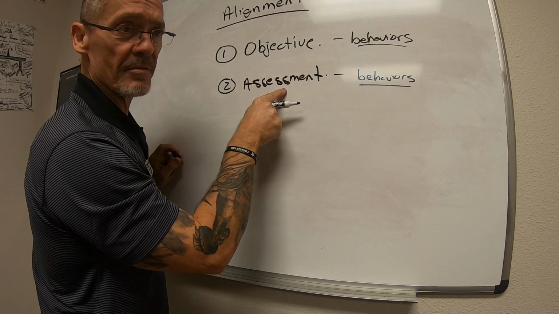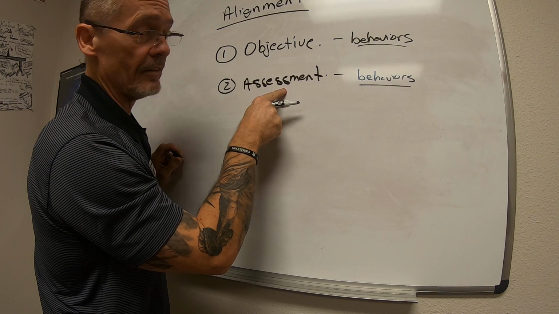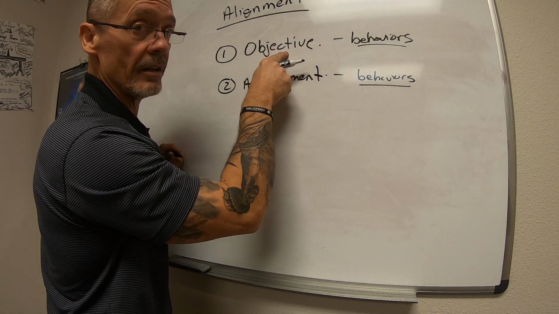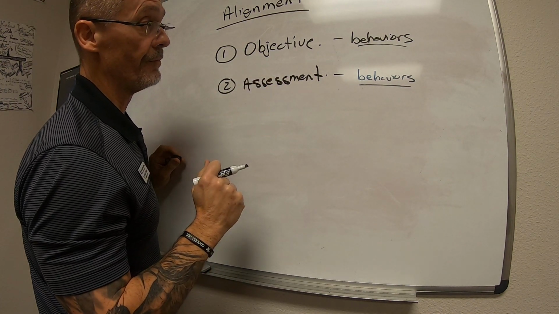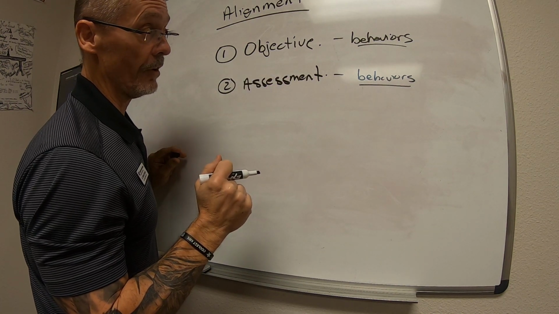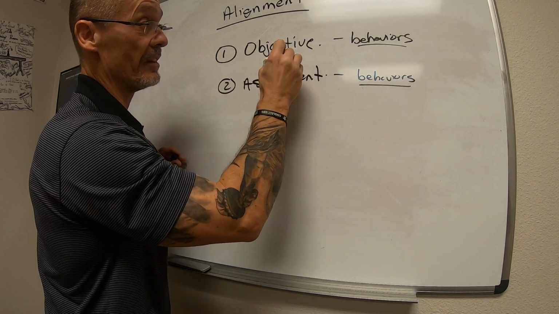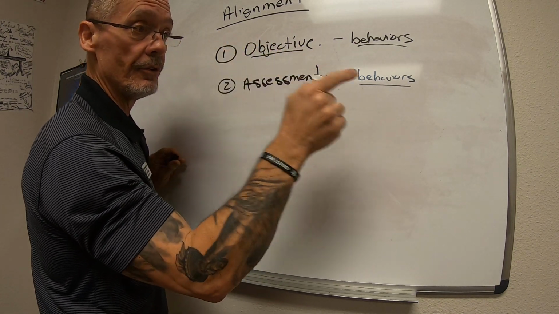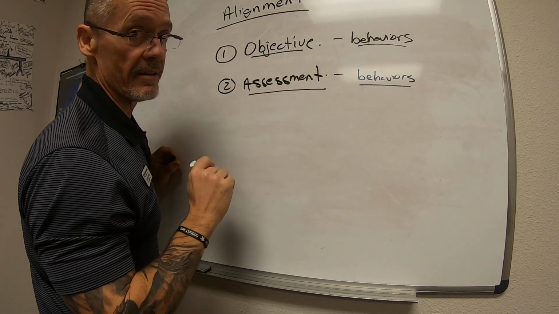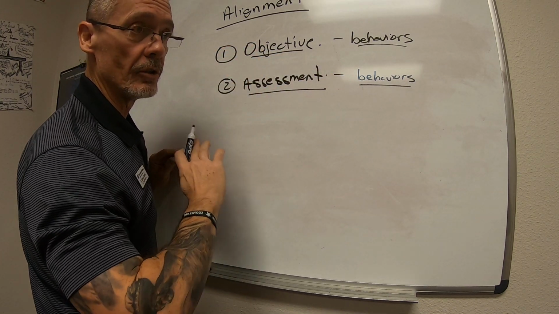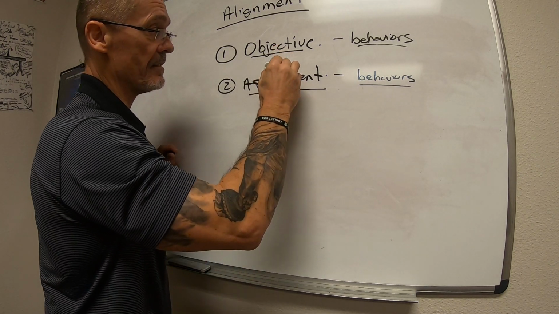Are there things in the assessment that you're testing, evaluating, that aren't in the objective? Or vice versa? I see that a lot, okay? Specifically, look at what you're telling them to do, and see if your assessment is measuring what you're asking them to do. No more, no less. That's alignment here.